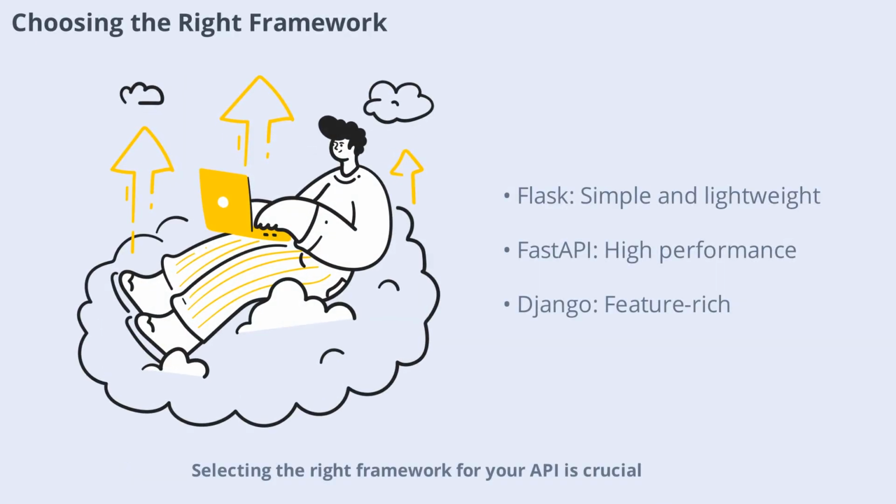Selecting the right framework for your API is crucial. Popular choices include Flask, FastAPI, and Django for Python-based models. Each framework has its strengths. Flask is lightweight and easy to use. FastAPI offers high performance and automatic documentation, while Django provides robust features for larger applications. Your choice will depend on your project's requirements, team expertise, and scalability needs. Let's look at the pros and cons of each to help you decide.